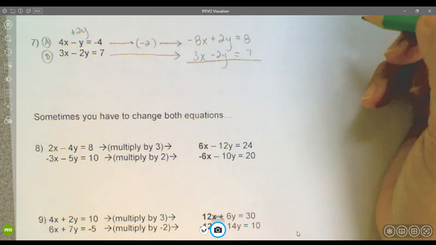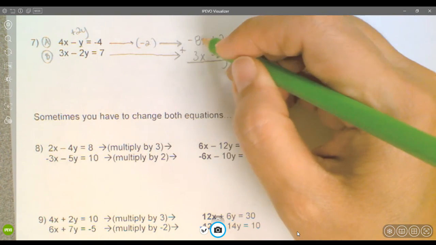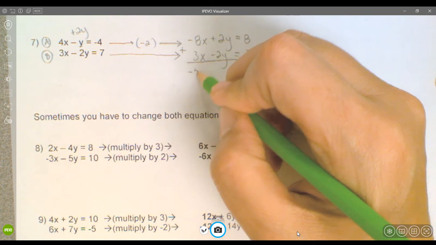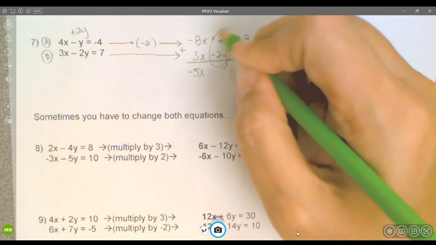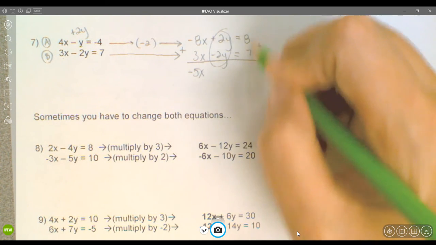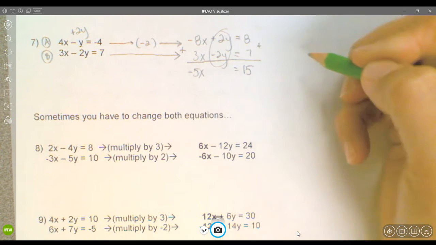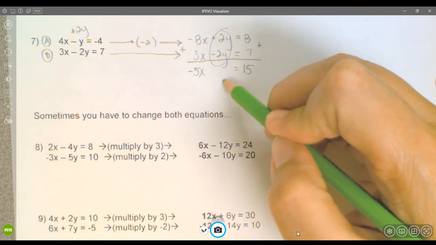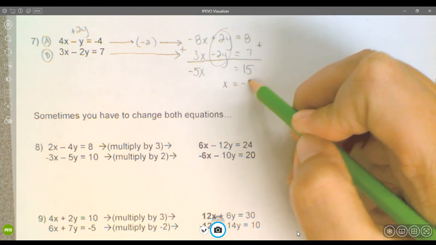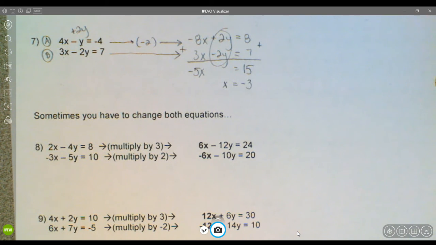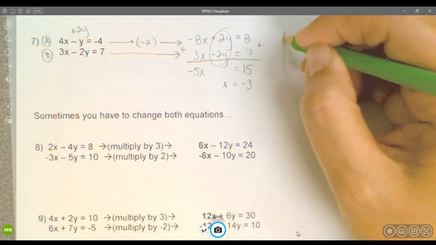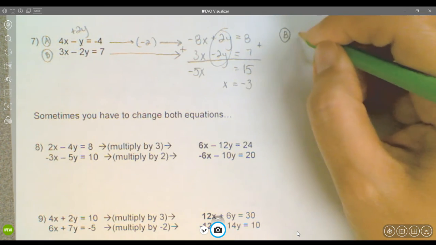All right. Now I'm going to add. Negative 8x plus 3x is negative 5x. My y's will zero out. 8 plus 7 is 15. And when I divide both sides by negative 5, I find that x equals negative 3. And now I need to solve for y. And equation B has fewer negatives, so that's the one I'm going to go into.